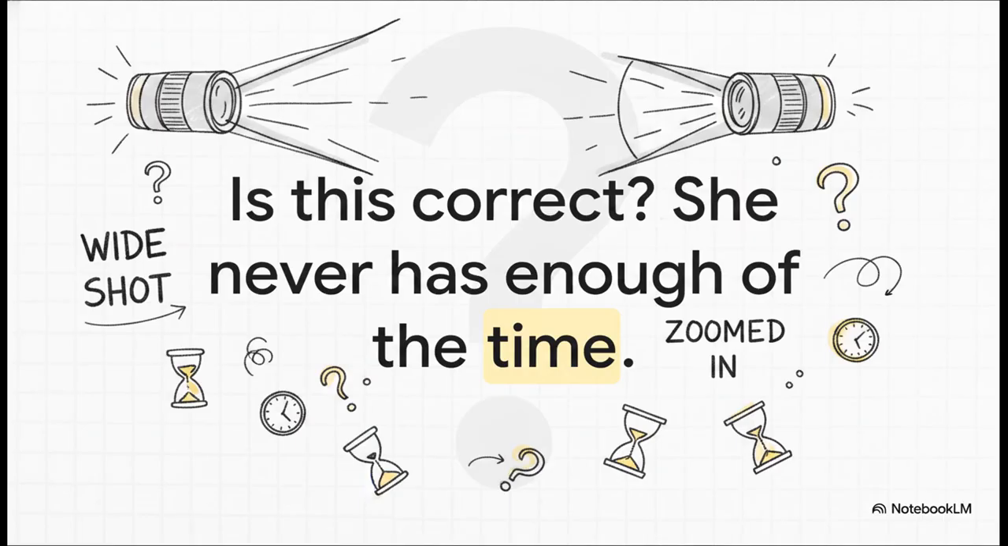Let's try a sentence correction next. I want you to focus on the camera lens analogy we just talked about, wide shot versus zoomed in. Is this sentence correct or incorrect? She never has enough of the time to visit me. Think about how the word time is being used here.